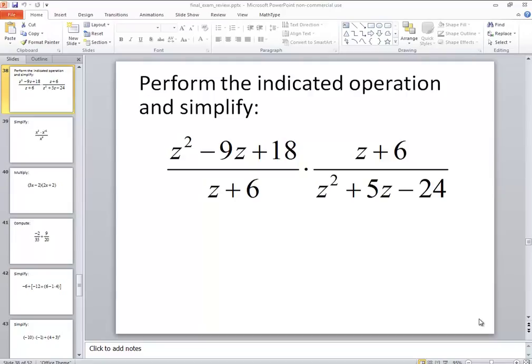Let's take a look at this problem. We want to perform the indicated operation and simplify. Now this is multiplying rational expressions. So let's review our steps.